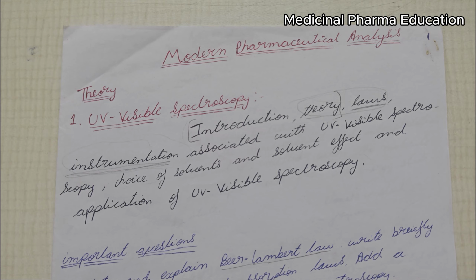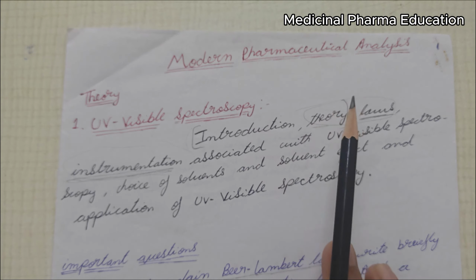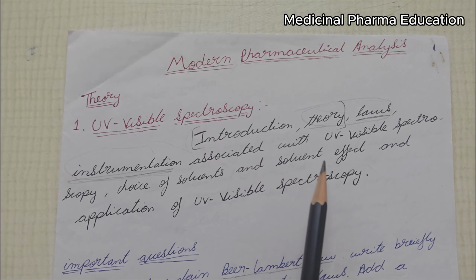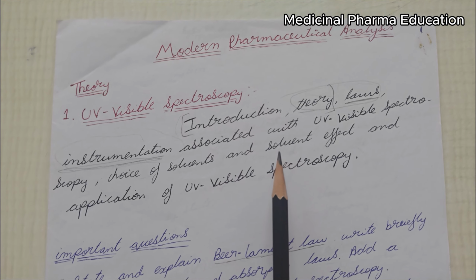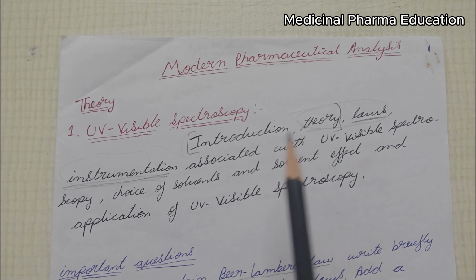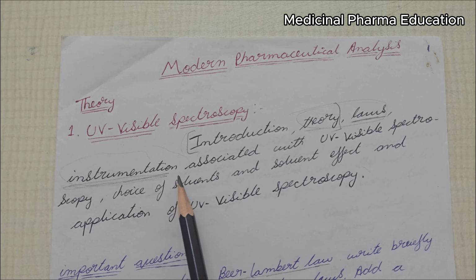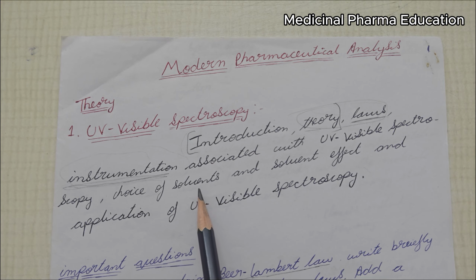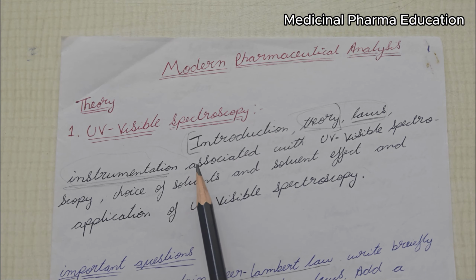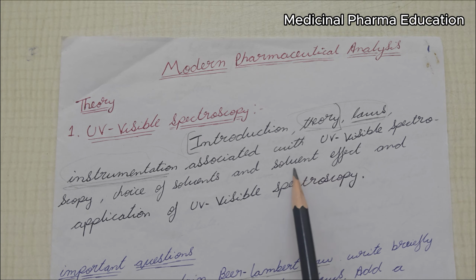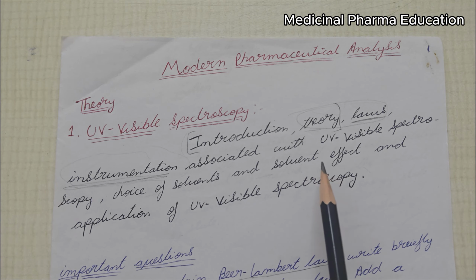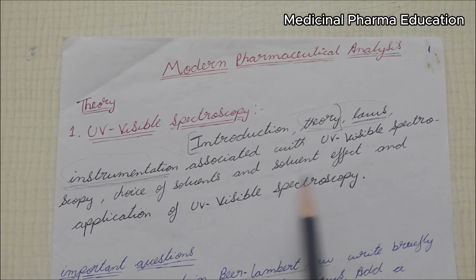Okay, let's start with the UV spectroscopy, modern pharmaceutical analysis. Mainly, the topics present in the UV visible spectroscopy are the introduction, theory, laws, Beer's law, Lambert's law, instrumentation associated with the UV visible spectroscopy, choice of solvent used in the method, and the solvent effect. What are the solvents? How do they affect the result? And applications of the UV visible spectroscopy.